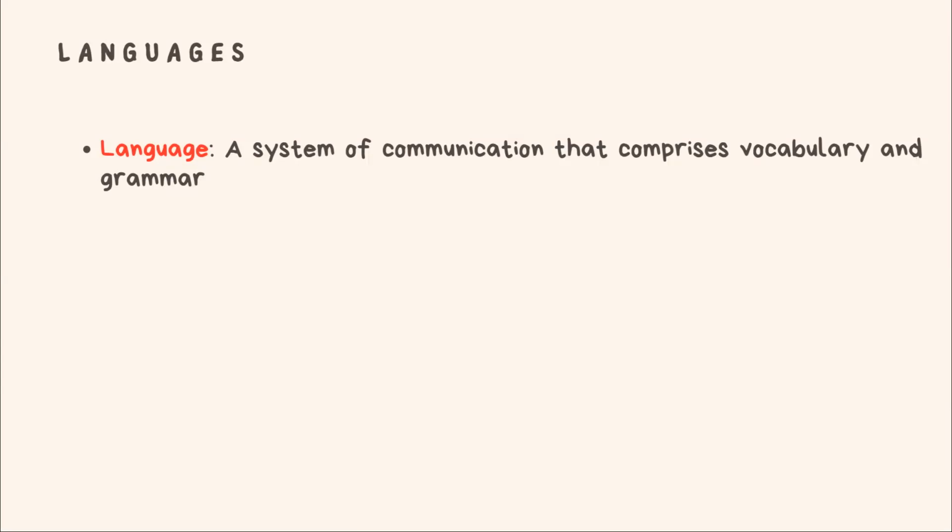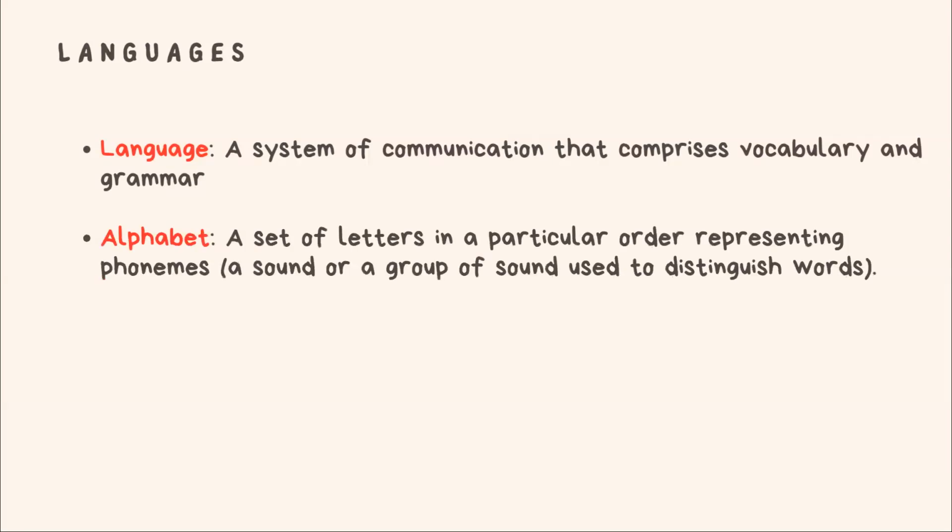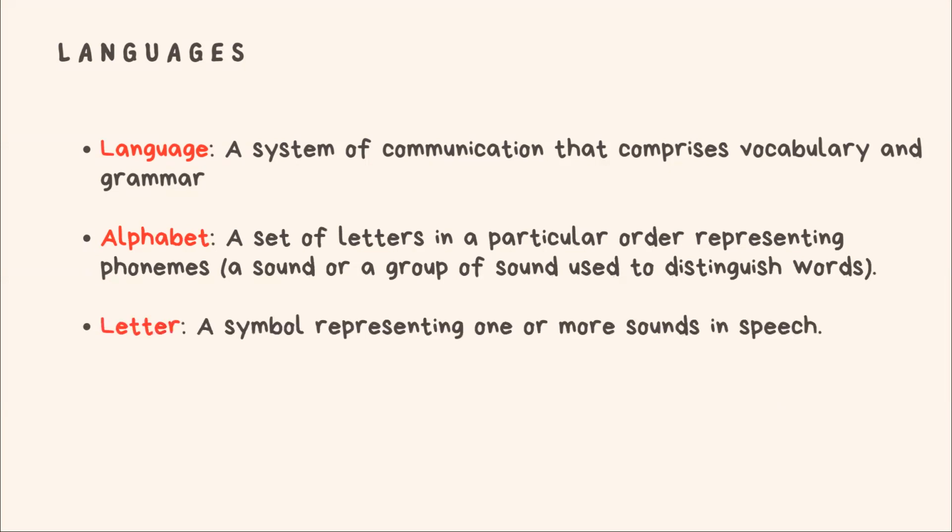So what is a language? Language is a system of communication that consists of vocabulary and grammar, right? And like we've got so many languages today, each language, whether it's English, French, German, whatever the language is, every language has its own alphabet. And alphabet is defined as a set of letters that are arranged in a particular order, and that order is a fixed order, and they represent phonemes, which is a sound or a group of sounds that is used to distinguish words. And what are letters? The elements of the alphabet are known as letters, and they're nothing but symbols that represent one or more sounds in speech.